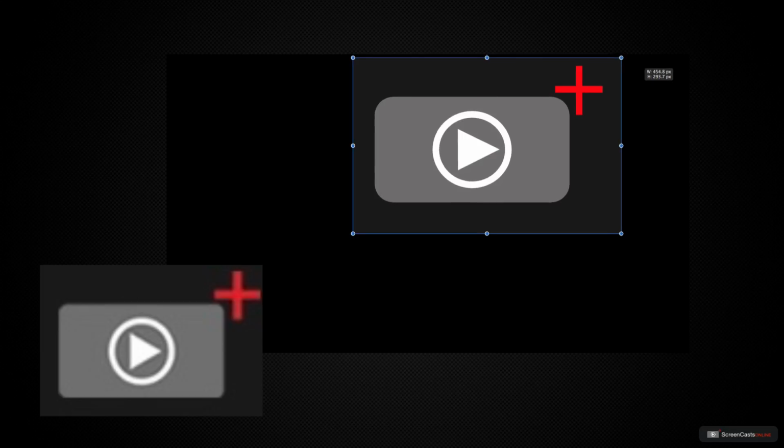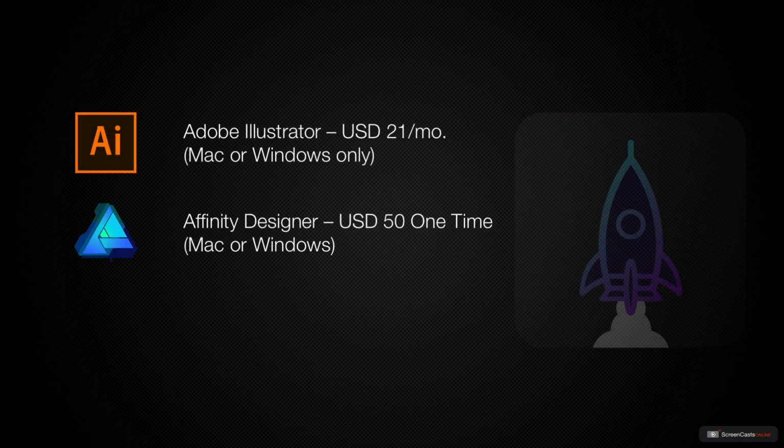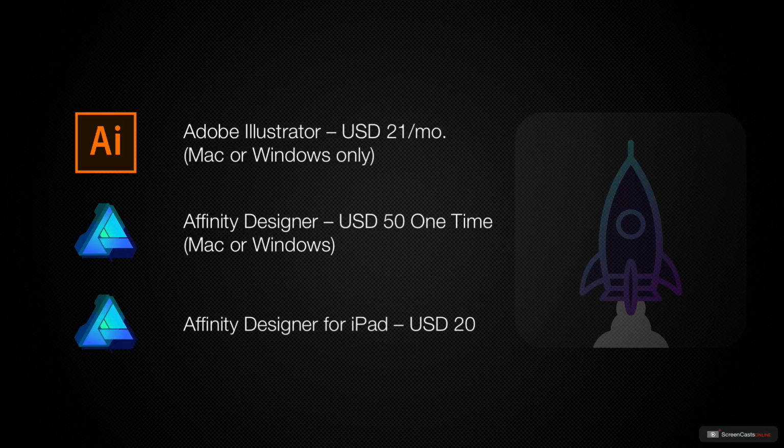Vector graphic images are made up of true lines, circles, shapes, and text that scale to any size you want without degradation. If you want to make the occasional logo or graphic, it seems like overkill to buy Adobe Illustrator for $21 per month or Affinity Designer for $50. Just recently, Affinity Designer came to the iPad for $20.